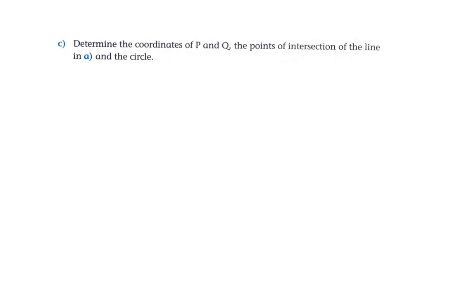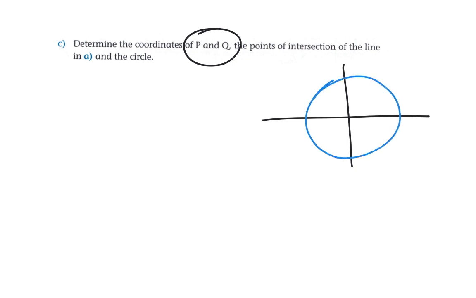And in C, they ask us to determine the coordinates of P and Q, which are the points of intersection of the line and the circle. So looking at the circle again, if I had my circle and I had my chord, which we called AB, we should have called this PQ, so we can change it, but this was our chord. We are now asked to determine the coordinates of the points of intersection of two curves.